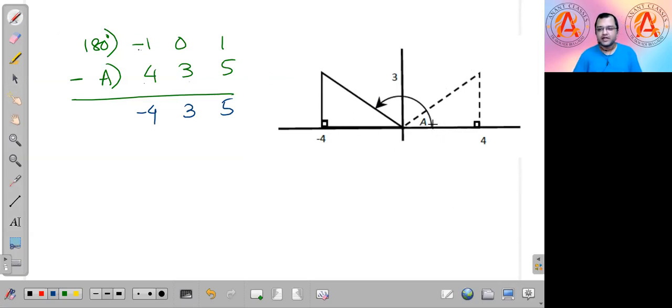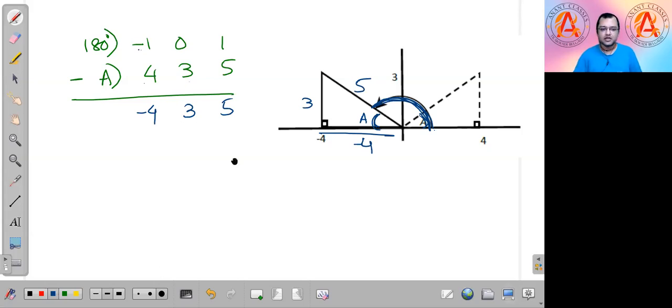See what happens in the diagram. From 180 degree, what we are doing is we are removing this A angle. From 180 degree, I remove this A angle, that much. So if this angle is A, this angle is also A here. Both are same. So what remains is actually this much. And what we get is this -4, this 3, and this 5.